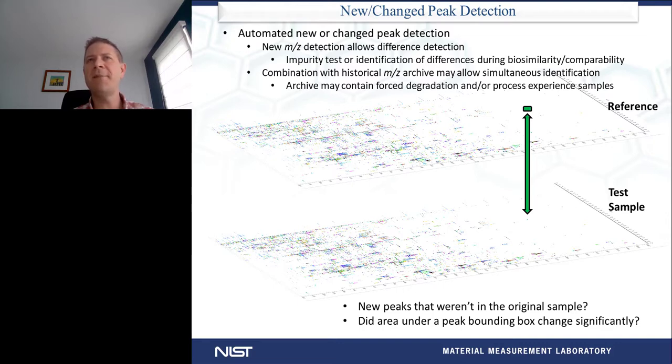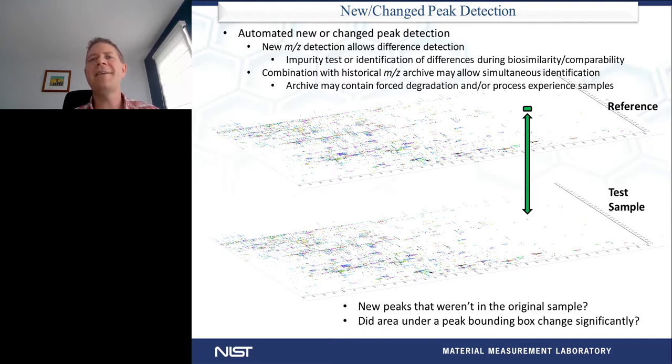So the question then comes up, if we're not monitoring these individual bounding boxes, what happens if something we're not expecting pops up at a different mass to charge? So we have a process-related impurity or a product-related impurity. In this case, we do a direct comparison using software that essentially subtracts the test sample from the reference sample, and we can have it look without any preconceived notion of the sequence or the identity of that protein and say in your reference versus your test sample, has a signal actually changed?